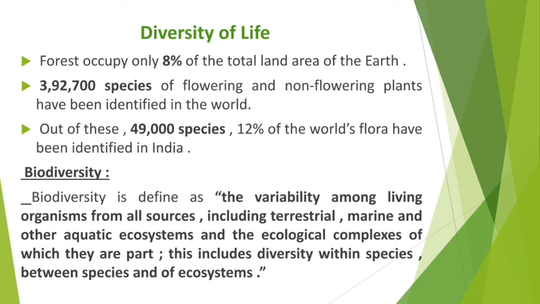I hope that you have understood the definition of biodiversity. Biodiversity is defined as the variability among living organisms from all sources, including terrestrial meaning land, marine meaning sea water, and other aquatic ecosystems. Aquatic means water, so other aquatic ecosystems you may consider river, pond. Clear? And the ecological complexes of which they are part. This includes diversity within species, between species, and of ecosystem. So this is known as biodiversity. I hope that you have understood the diversity of living world.